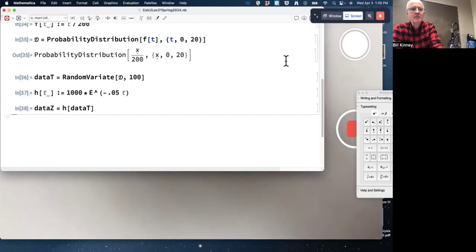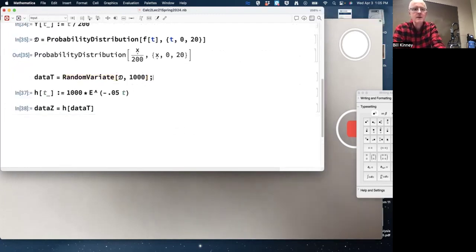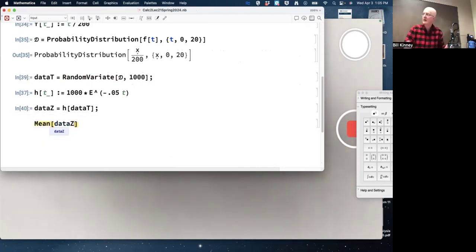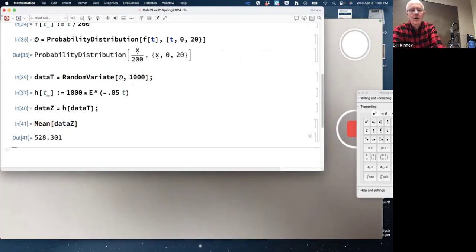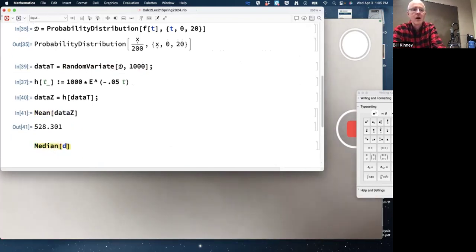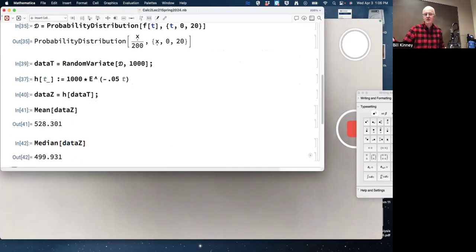And let's confirm that the mean and median seem about right, but I'm going to do more data points, but I'll suppress the output with a semicolon. What's the mean of my data set? For Z, hopefully it's close to 528, the theoretical mean. Yeah, pretty good. What's the median? Hopefully it's close to 493. Yes, not too far away.